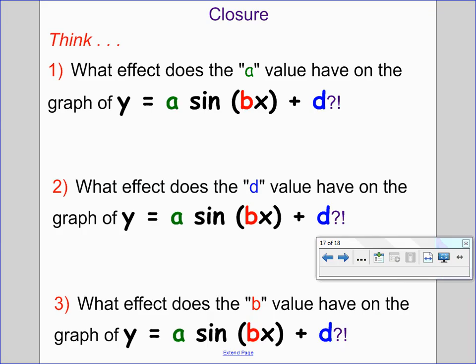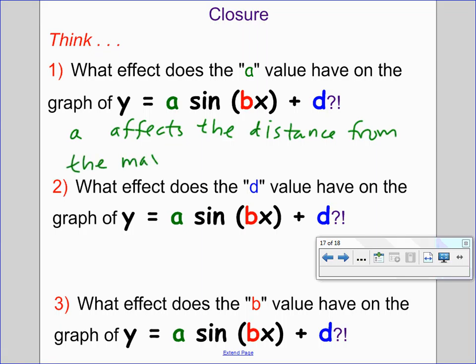What effect does A have on my sine wave? What does A have to do with my graph? Jacques? It affects your maximum and minimum value. Absolutely. A is the distance that separates my maximum back to the center line, or from my center line down to my minimum. And so the absolute value of A is my amplitude. A gives me the distance from the max or min points back to the center line.